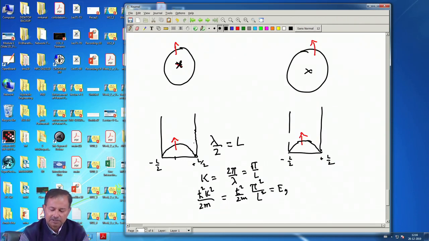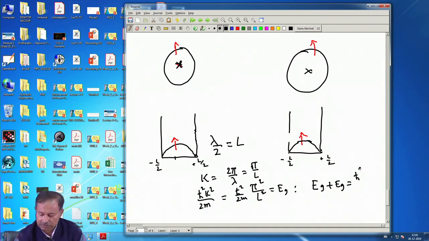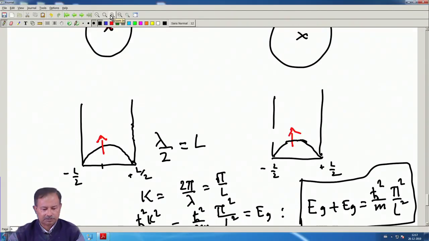Now, the question is, the two electrons, their energy is E_g plus E_g, equal to ħ²/m times π²/L². So this is now the total energy of the system of two protons and two electrons with their parent protons, in my blemished version of the theory. It is two electrons confined in infinitely deep potentials. Okay, so particles in a box.